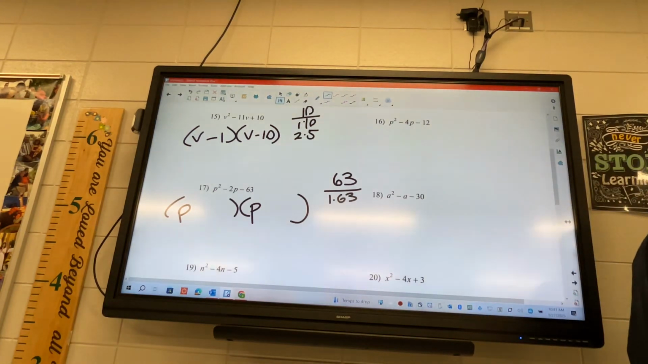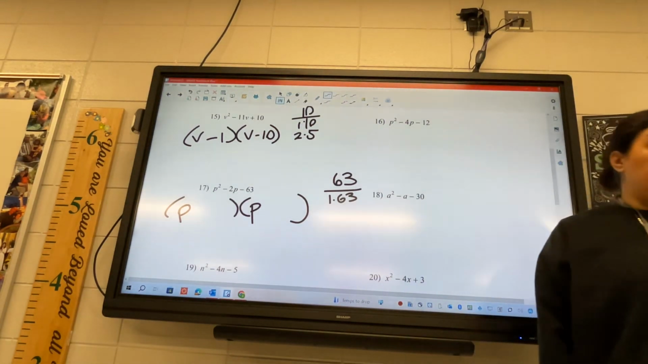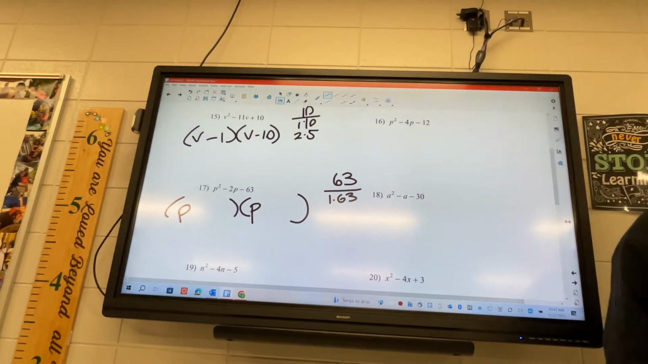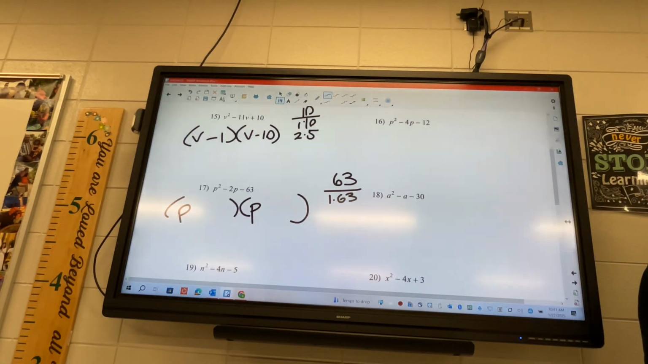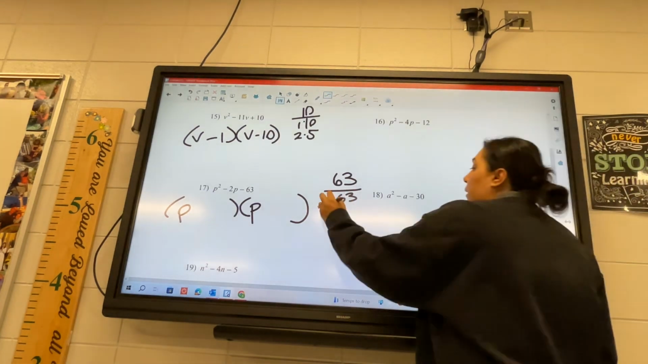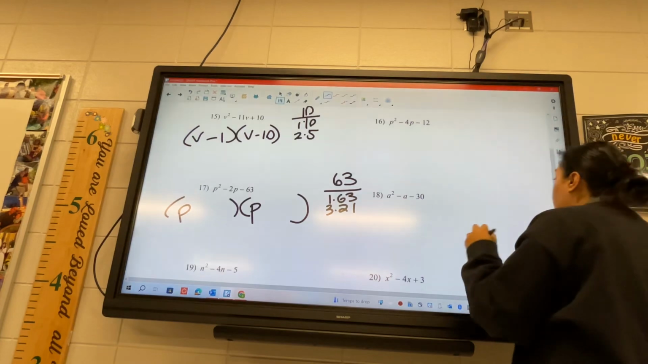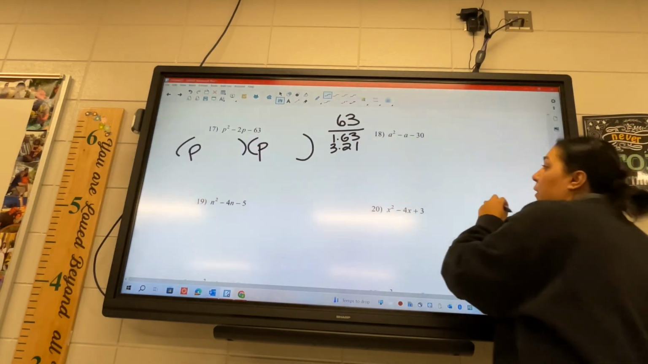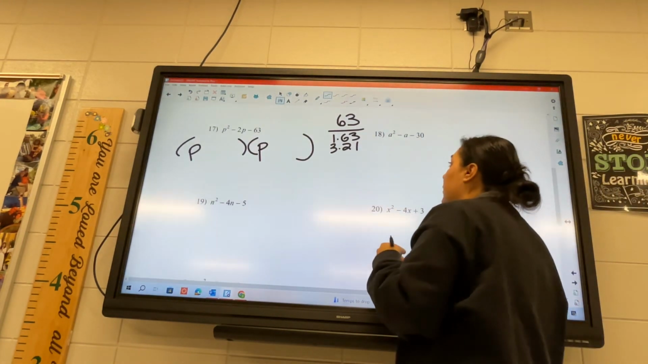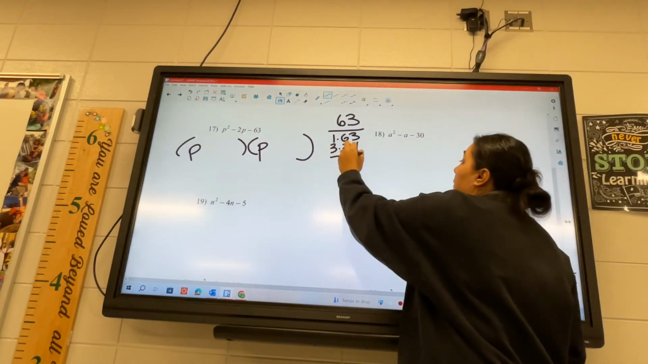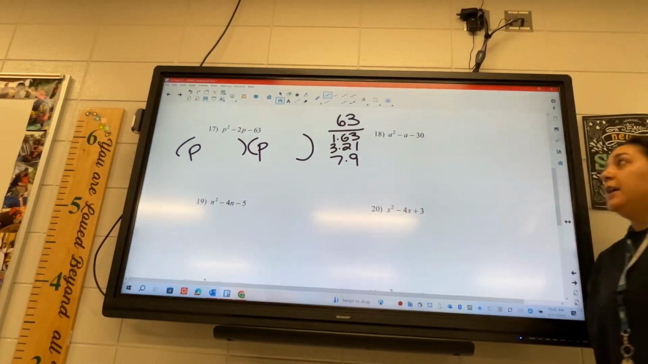63 is going to be 1 and 63. Does 2 go in? No. Do we have this one listed somewhere else? Okay, it's 36. 2, you said no. 3, does 3 go in? 3, 21. 4, no. 5, no. 6, no. 7, yeah, 7 and 9. Okay, so then that's going to be it, because 8 and 8 don't work.